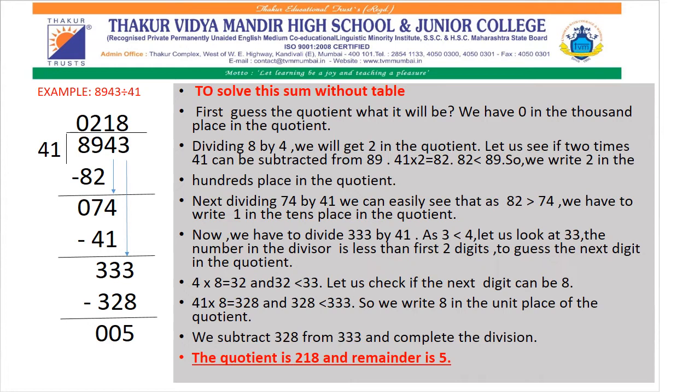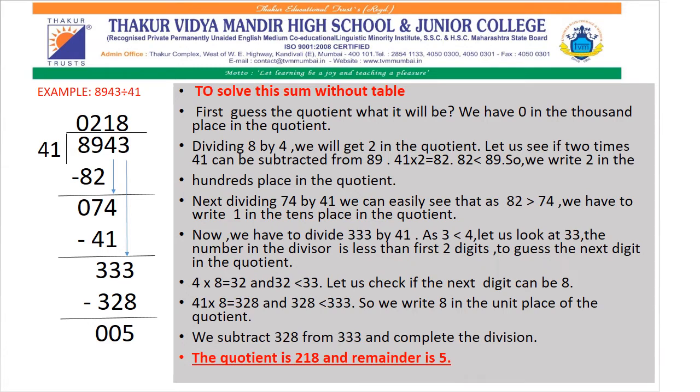So let us see if 2 times 41 can be subtracted from 89. 41 into 2 is how much? 82. Correct. And this 82 is smaller than 89. Yes. So we write 2 in the hundred place in the quotient and we subtract 82 from 89. Now my subtraction answer is 7. Now the next number comes down, that is 4.